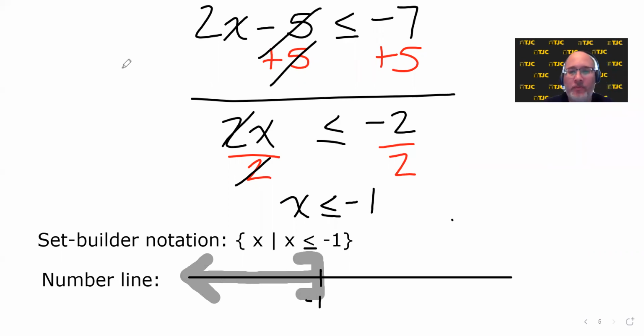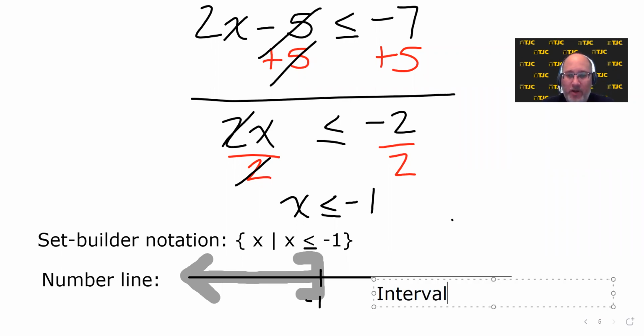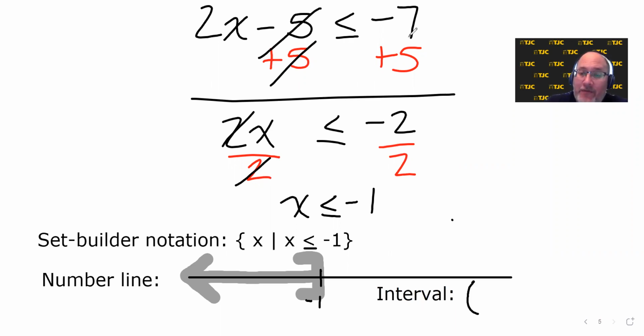What's our interval? Well, the interval is just the description of what you shaded in from left to right. So from left to right, our number line is shaded starting at -infinity, which always gets a parentheses, comma, stops at -1, which has a bracket because it said less than or equal to.